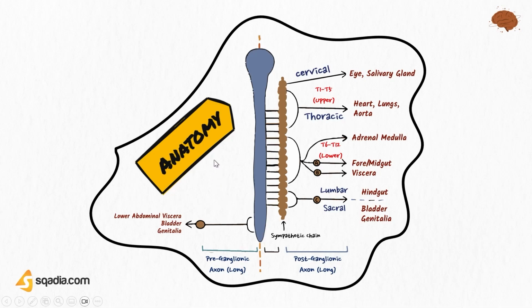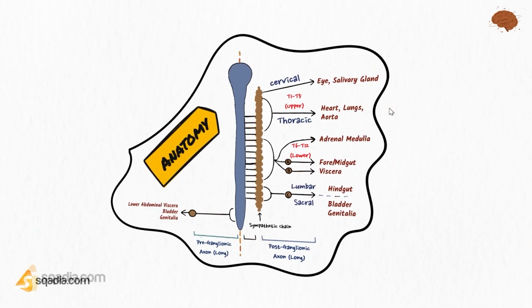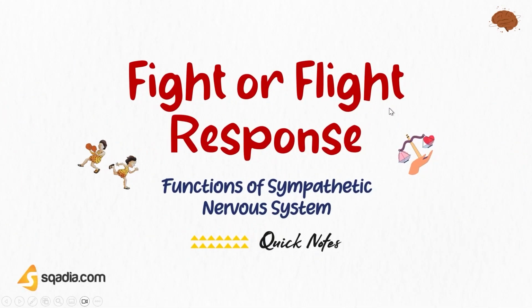Now this was the anatomy of the sympathetic nervous system, where I discussed the cervical, thoracic, and lumbar regions of the left chain ganglia, which is associated with the sympathetic nervous system. Next, we will move on towards our main topic, which is the fight or flight response.